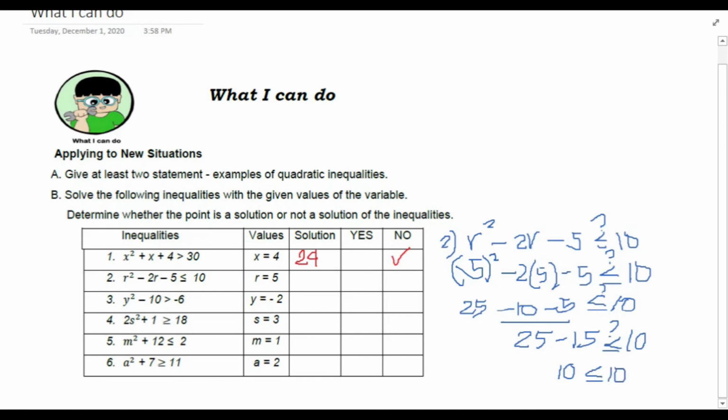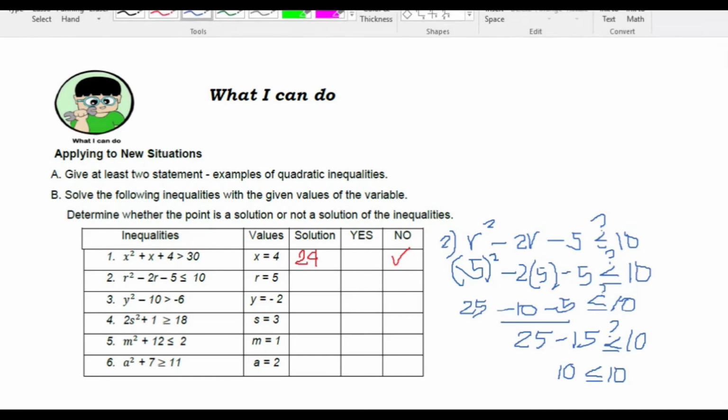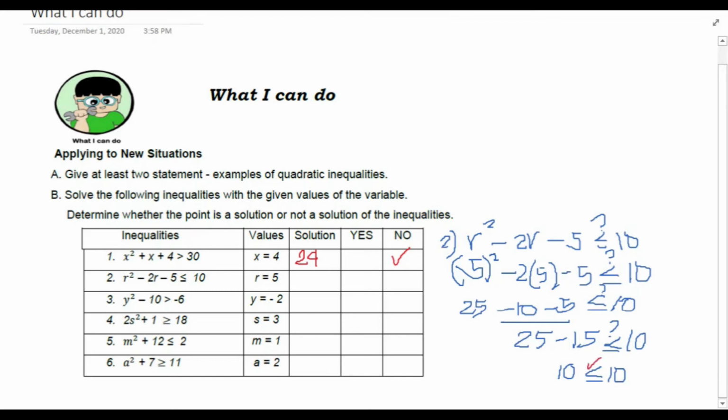Okay, so is it correct or true? So is it a solution? So yes, it is a solution. So the answer is 10 and we will check yes. Okay, I hope you have followed our solution. And that's how you do it. Okay, and then you do it for the rest of the items.